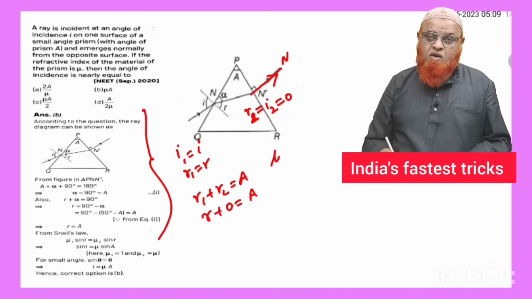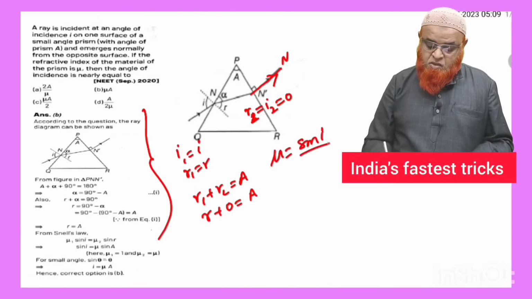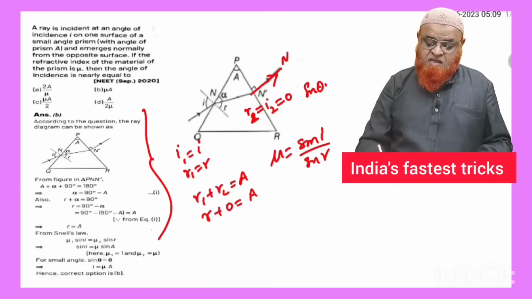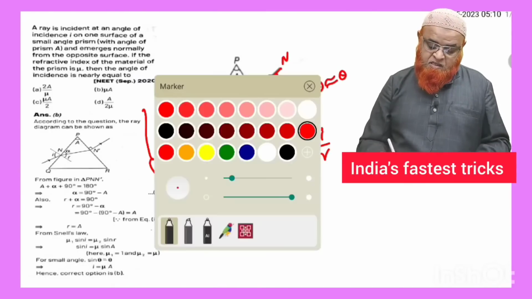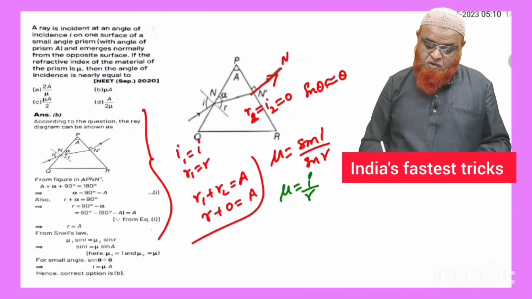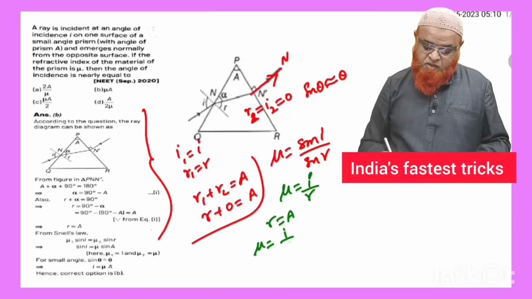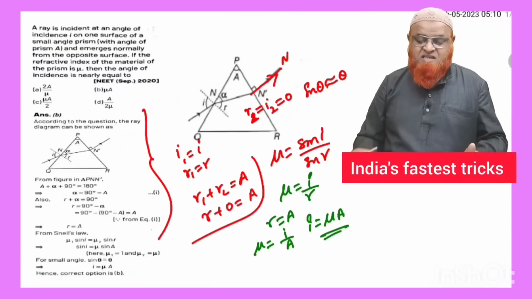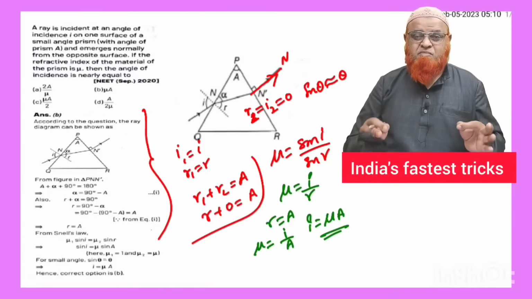Okay, you all know that mu is equal to sin I by sin R. For small angles, we can write sin theta approximately equal to theta. Therefore, this can also be written as mu is equal to I by R, but I have proved that R is equal to A, therefore mu is equal to I by A, so I is equal to mu into A. This is a simple short method to solve problems like this.